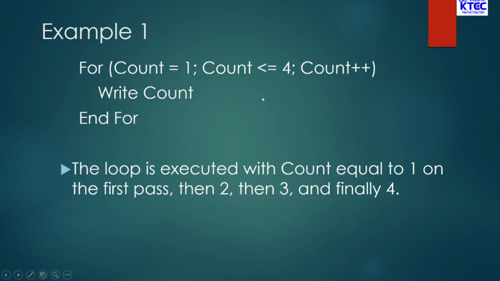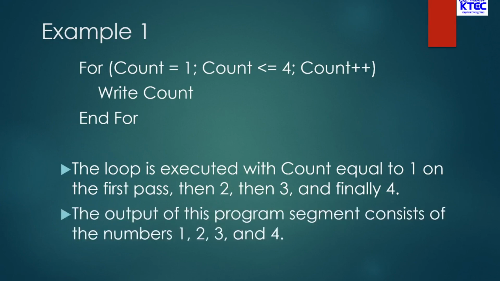So it will display 2 now. Then it will check: 2 is less than or equal to 4. Yes. It will add 1 to 2, making it 3. Then it will check: 3 is less than or equal to 4. Yes. Add 1, making it 4. 4 is less than or equal to 4. Yes. So it will end there. So the loop is executed with the count equal to 1 on the first pass. At the first pass, it will write the count, then the second one, 2, then 3, then finally 4. So the output of the program will display 1, 2, 3, 4 in that order. So basically that is how the for loop works.